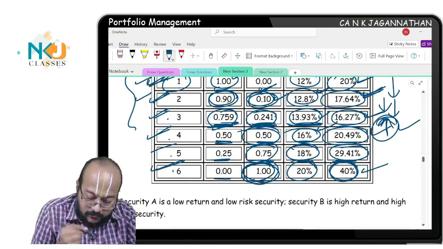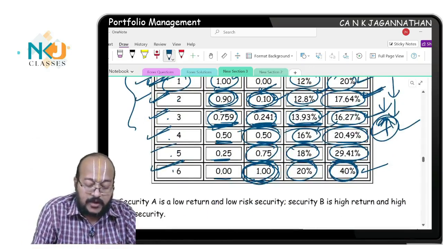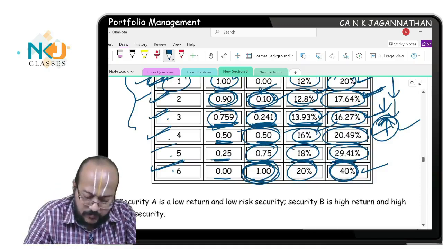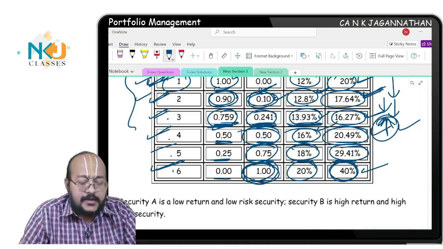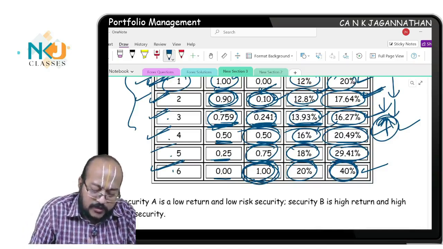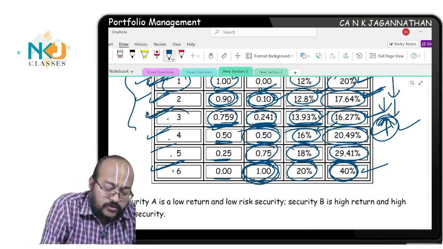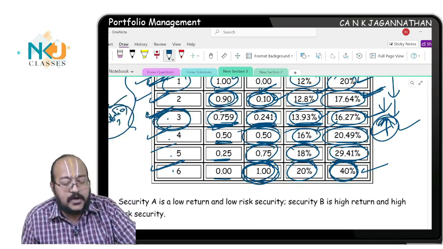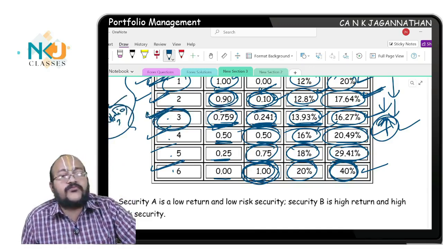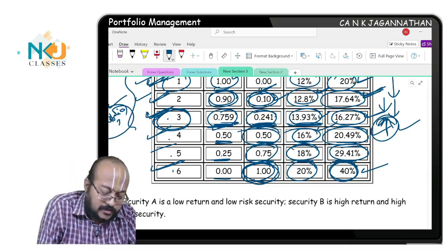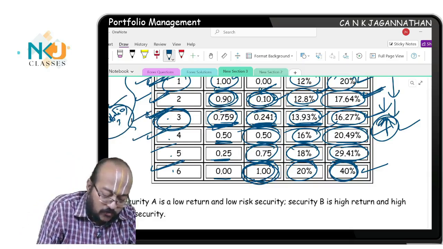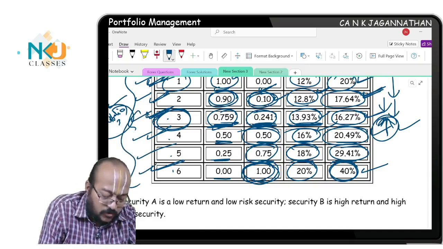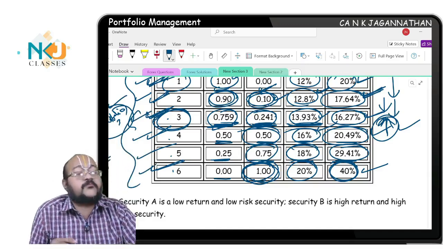As per Markowitz portfolio theory, he says that this is the optimum portfolio. This is portfolio 3. Portfolio 3 is the optimum portfolio, which means this is the more efficient portfolio. From portfolio 3, 4, 5, 6, these four portfolios are all efficient portfolios.